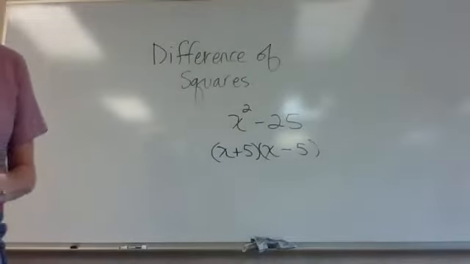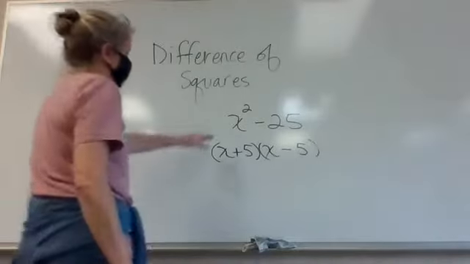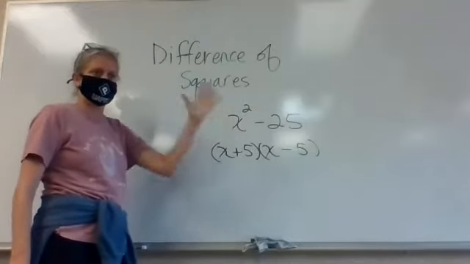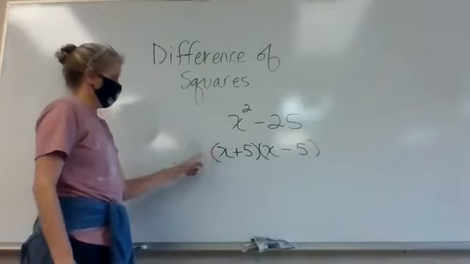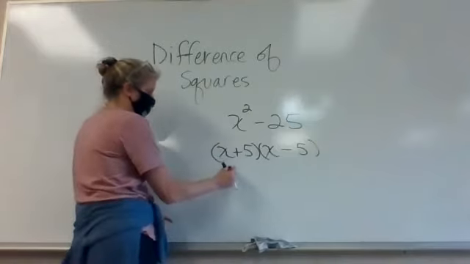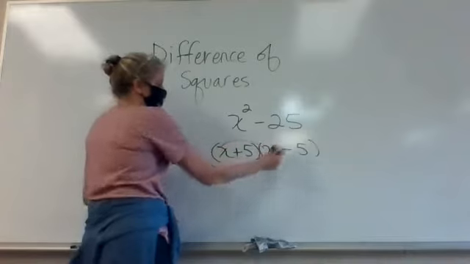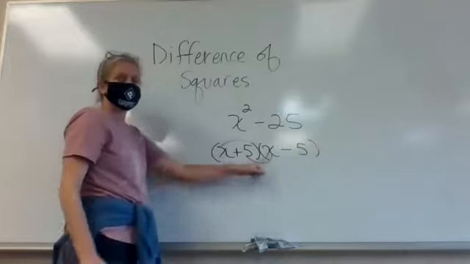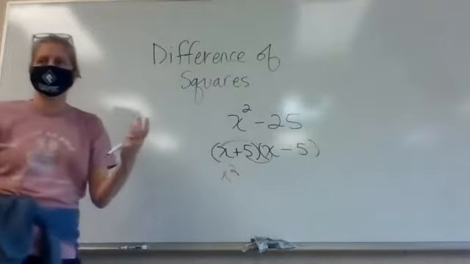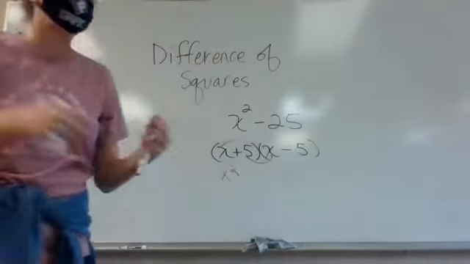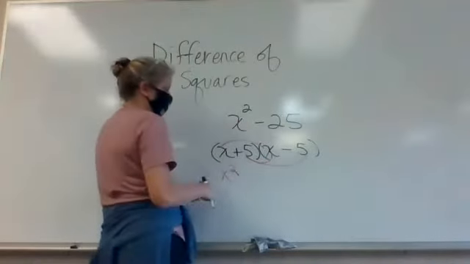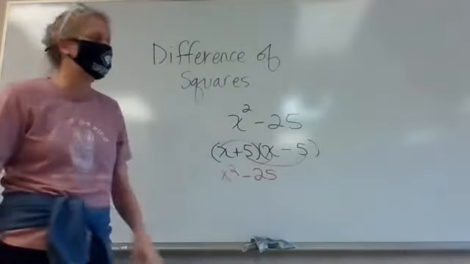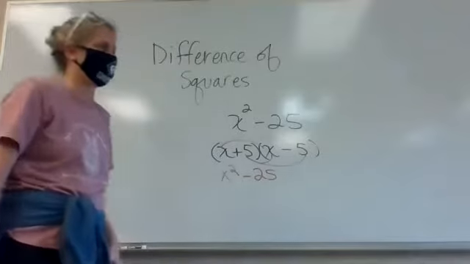If I FOILed this out, because factoring and then FOILing it back out are just going back and forth with each other, right? I would have x times x would give me x squared. What's your outer? Negative 5x, and your inner is positive 5x. So what would happen to those two terms? They would cancel each other out. So what would be your last? Positive 5 times negative 5 is negative 25. So that's why this difference of squares works like that.